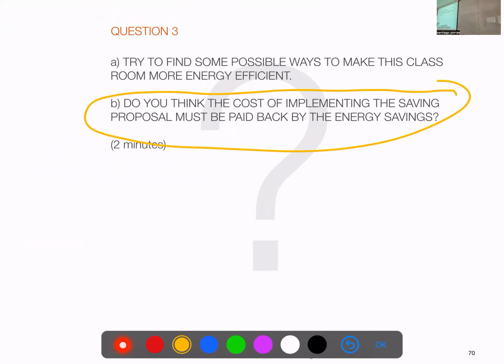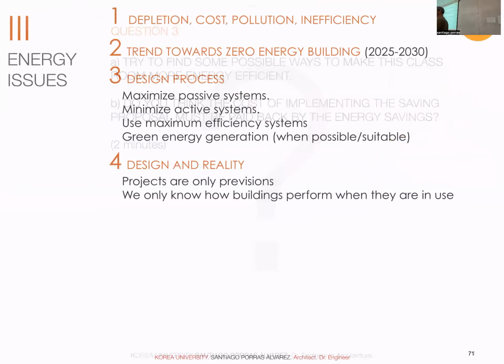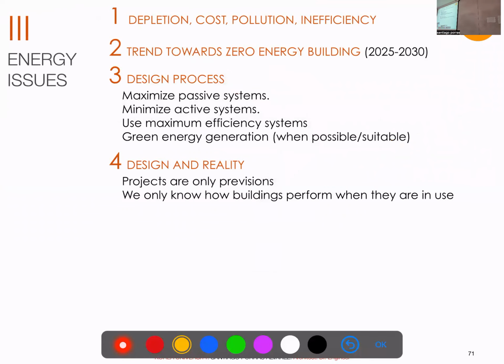If you do something to improve the efficiency of a building, which costs money, do you think that money you spent, that cost, should be paid back by those savings? Or should you invest to make those savings, even though it doesn't pay back? So if you spend 1 million to make this class more efficient, do we need to have 1 million in savings? Or maybe we can save only 500,000, but still it is worth doing that investment because the building is more efficient. Well, that's the question I made for you, but let's continue because we have not much time.